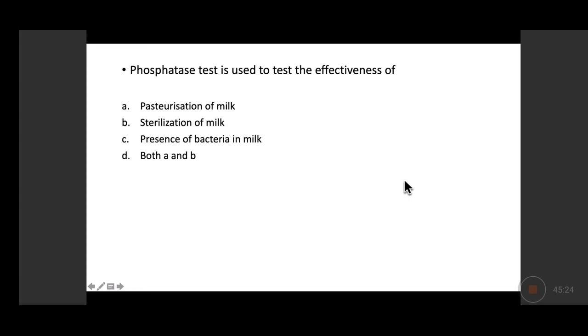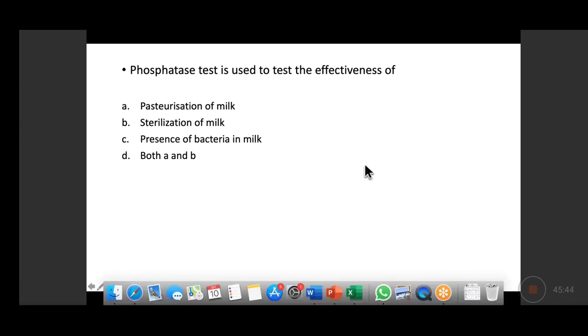Then next: the phosphatase test is used to test the effectiveness of pasteurization of milk, sterilization of milk, presence of bacteria in milk, or both A and B. Yes, phosphatase test, very good. It is for pasteurization of milk. Komal has answered.